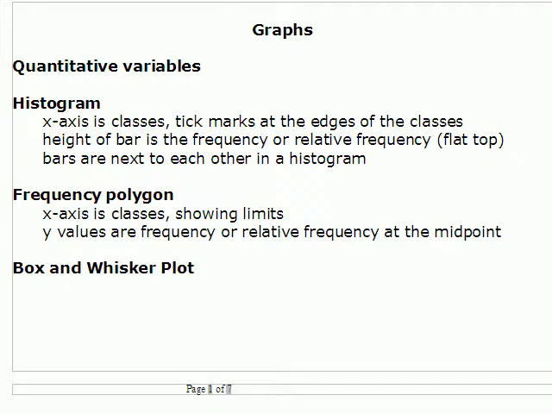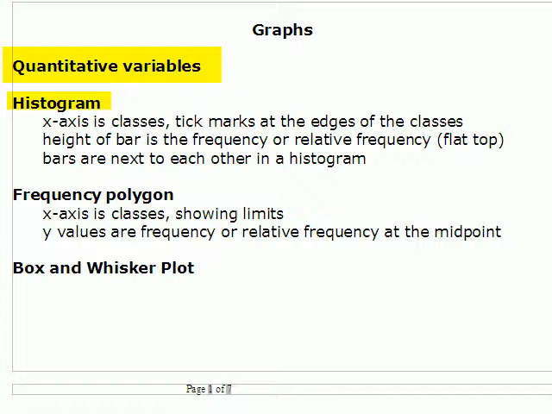So once the data is organized into classes, you usually want to put it in a graph. There are many different types of graphs, as you know. I'll just hit a couple here that you will use in homework. For quantitative variables, histograms are very common. The x-axis is where you put the classes. Let the tick marks be the edges of the classes. This is why you want to use nice round numbers, and then it comes off really easily in graphing software. The height of the bars is frequency or relative frequency.